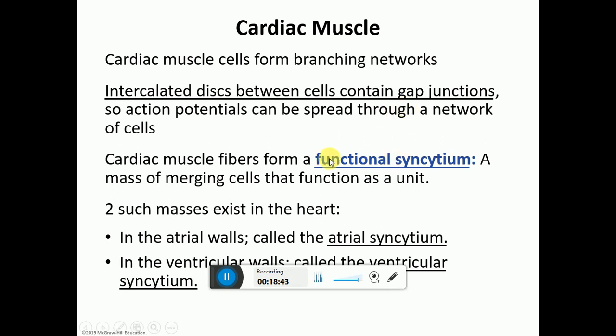Each functional unit is known as a functional syncytium. So we have the atrial contracts, both atria contract together, but we call that the atrial syncytium. And then both ventricles are going to contract together, and that is known as the ventricular syncytium.